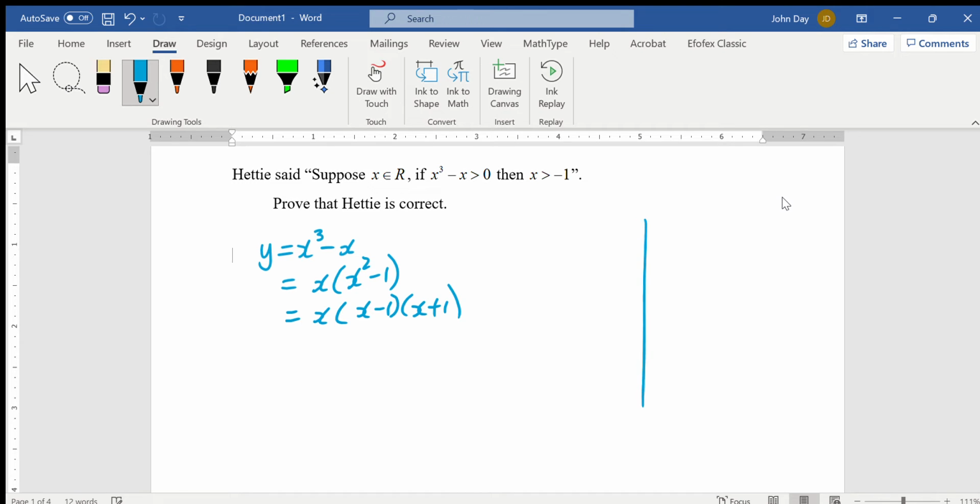So your cubic, there's your 1, there's your minus 1, there's your 0. And your cubic looks something like that. All right, and it goes.